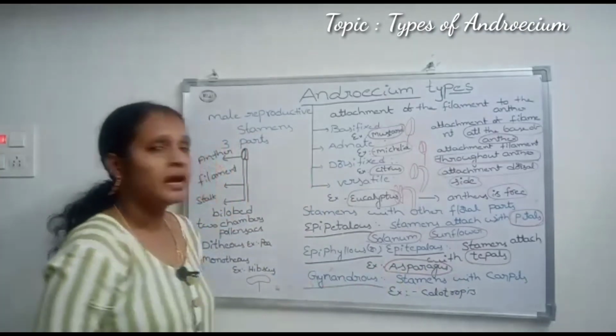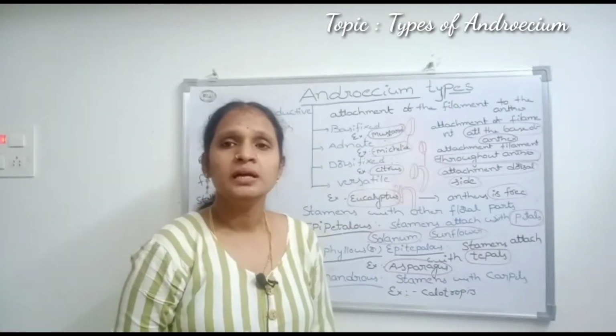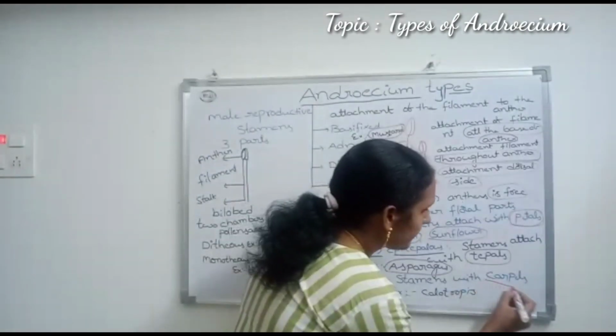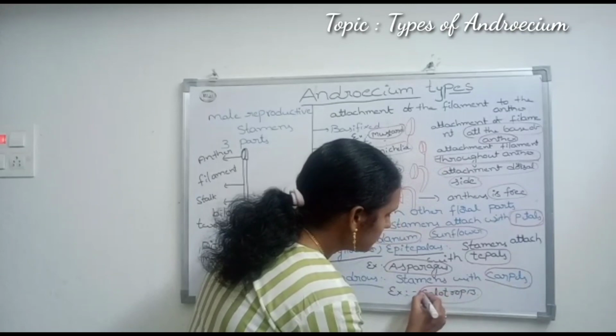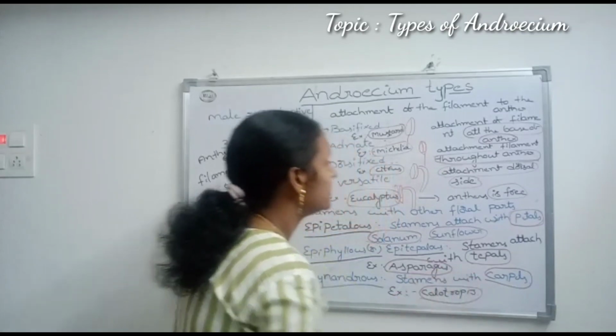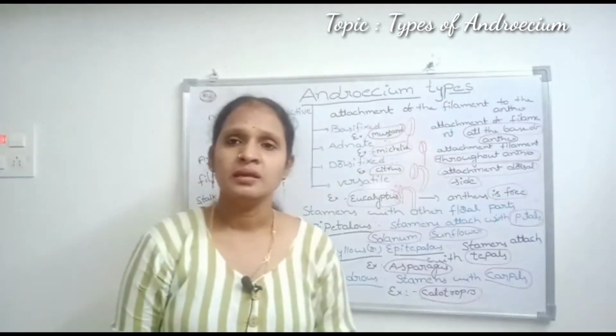And next one, gynandrous. Gynandrous means stamens are fused with the carpels. Example of gynandrous is Calotropis. And next, another types are discussed in the next video.